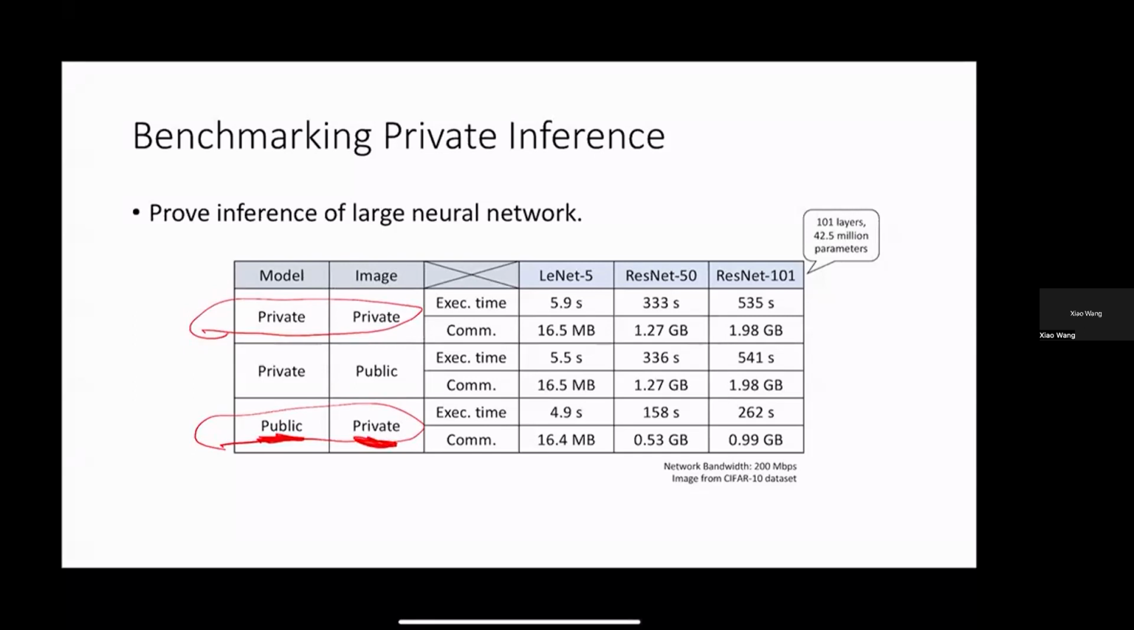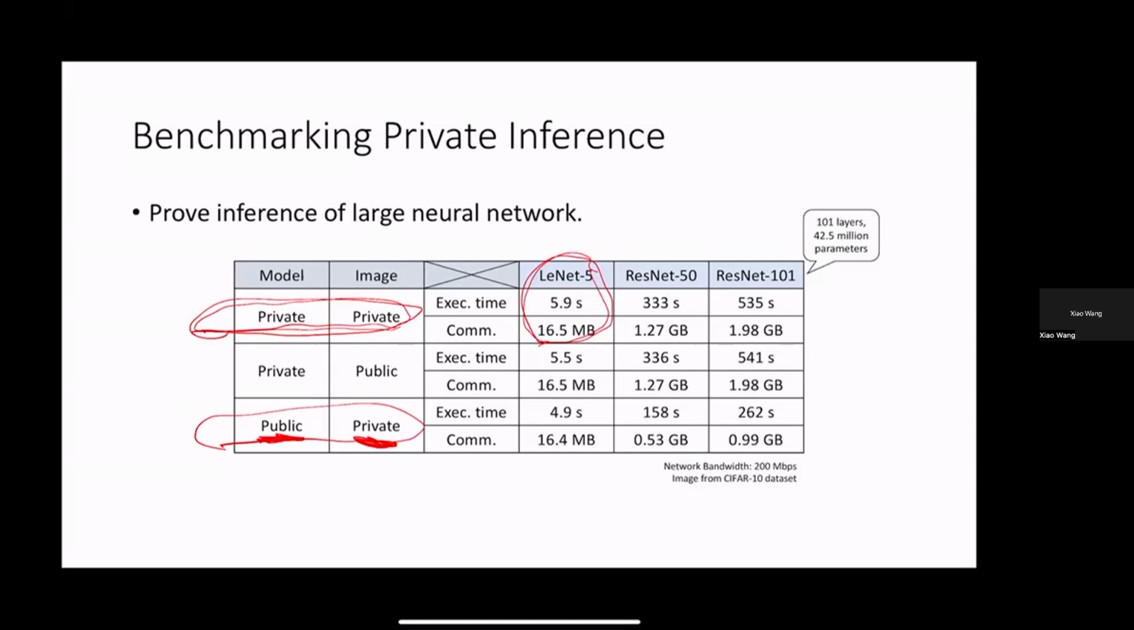The most expensive and heaviest one is the case where both the model and the image are private. This is where we have a lot to hide. We need to hide the model and also the image. For a 5-layer network, it can be computed using very small memory and a very small machine. It is a very small network, so we need just a few seconds of computation.